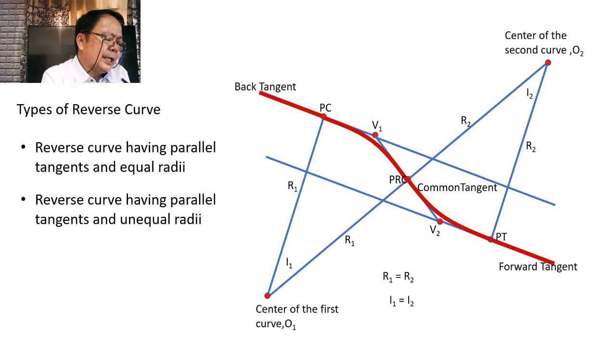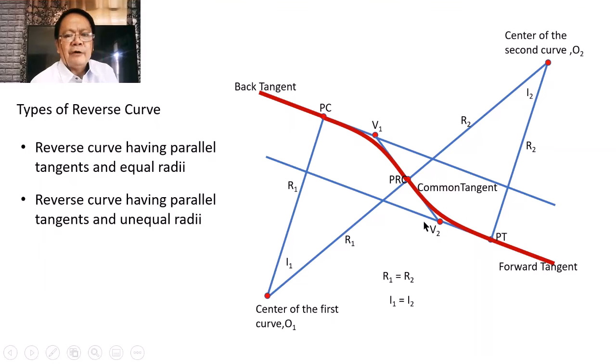Yung pangalawang tinutukoy nating type ng reverse curvature ay yung tinatawag na reverse curvature having parallel tangents but unequal radii. Kapag itong ating PRC, or the point of reverse curvature, is moved from the center of the common tangent either closer to V sub 1 or closer to V sub 2, anong nangyayari dyan? Nababago na ngayon ang kanilang radius, but their I's will remain the same. And so when you have that kind of changes, then we will have a reverse curvature having parallel tangents and unequal radii.